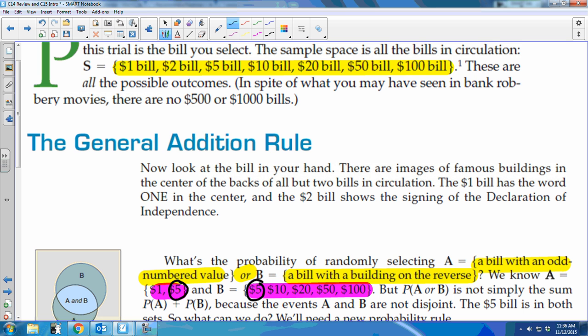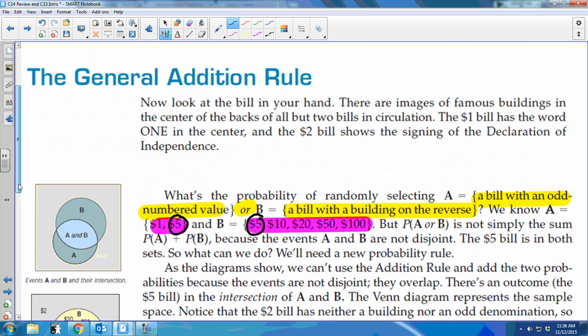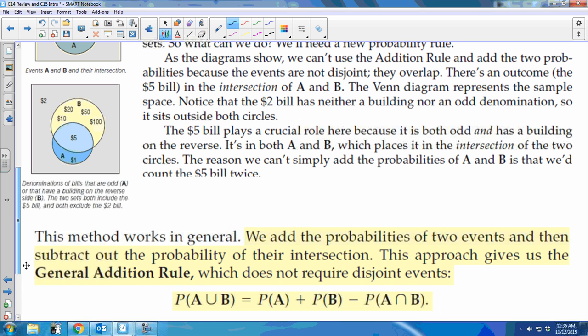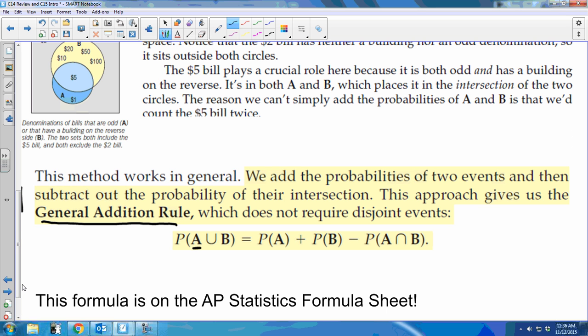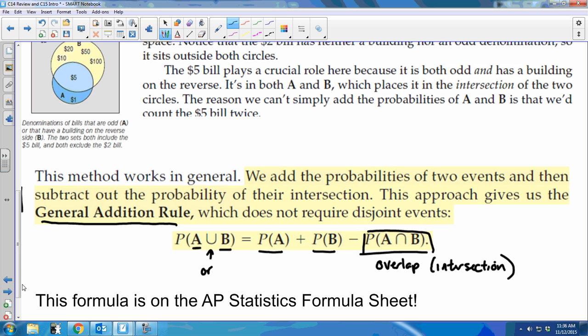All right? So since they're not disjoint, we need a new probability rule. And it's really the same rule that you had before. It's called the general addition rule. It just says if you're trying to find the probability of some event or some other event, then you take the probability of the first event and you add the probability of the second event, but then you subtract the overlap, or the intersection if you want to talk about it correctly. That makes sense, right? You add the two probabilities and subtract out what they have in common.